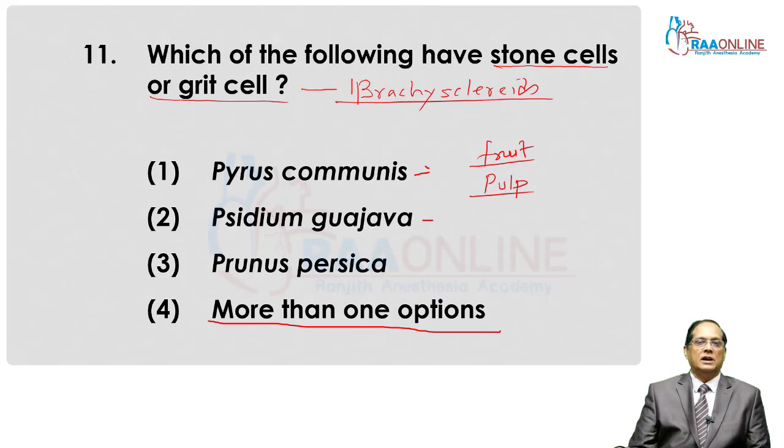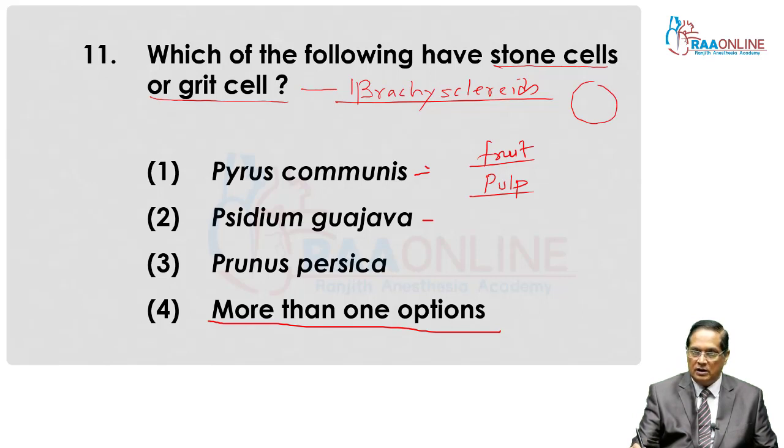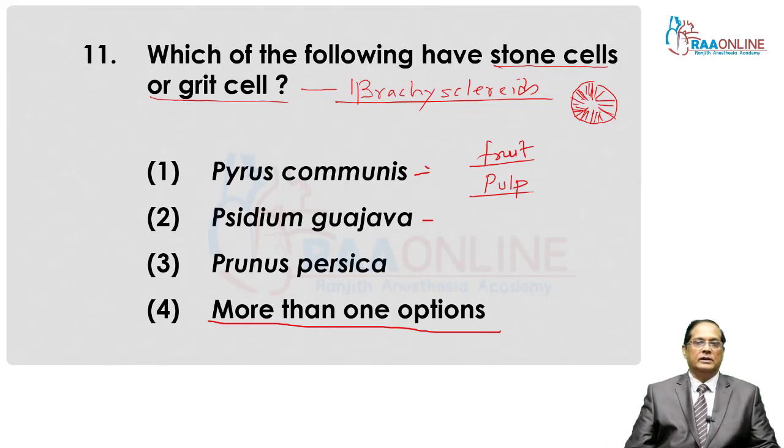Type of sclerenchyma. They are oval or ovoid, and highly lignified. These lines are showing lignin. And you see the very small space, that is lumen, is present. It's a small space, this is lumen only. So this is all about the stone cells or grit cells.